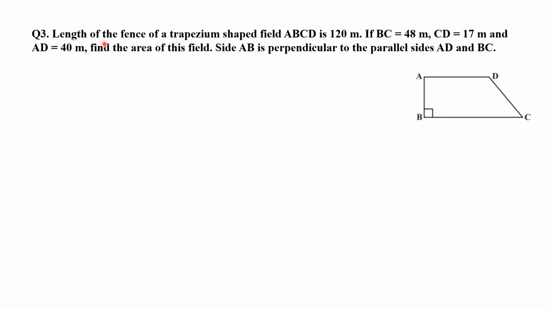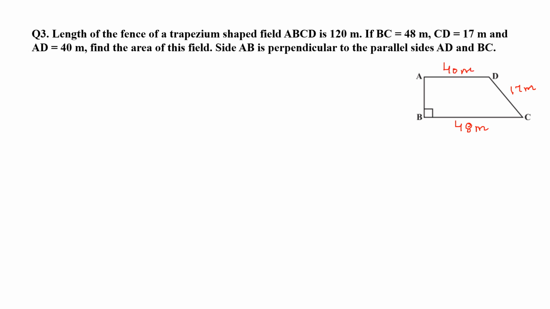So from the first line, what you can understand? It is given length of the fence of a trapezium. It means fencing you do always along the boundary of the shape, right? So the length of the fence is given means perimeter is given. Sum of all the four sides is given as 120 meter. And the measure of BC is given as 48 meter. I'm going to write it here. BC is 48, CD is 17 and AD is 40 meter.